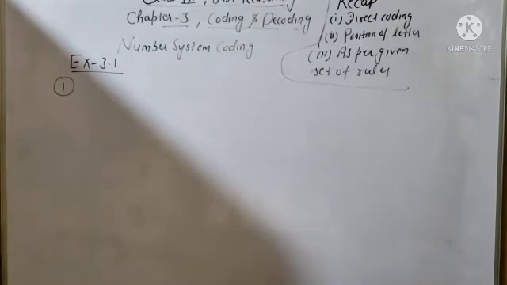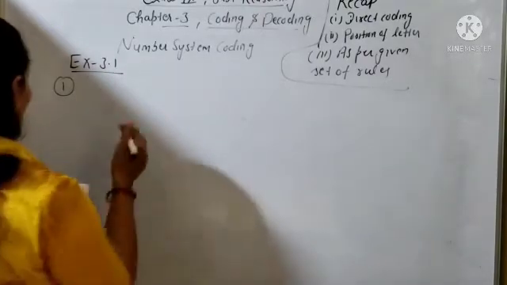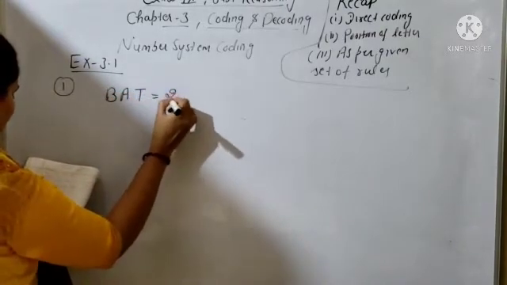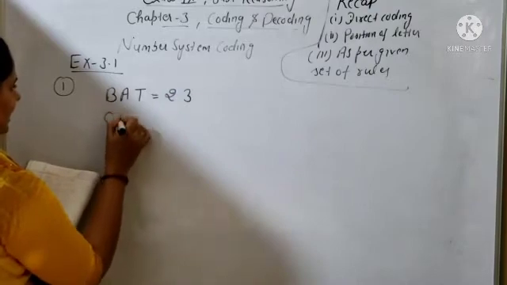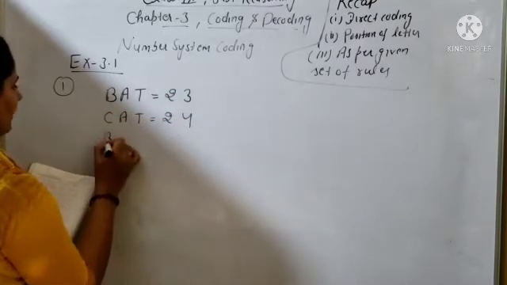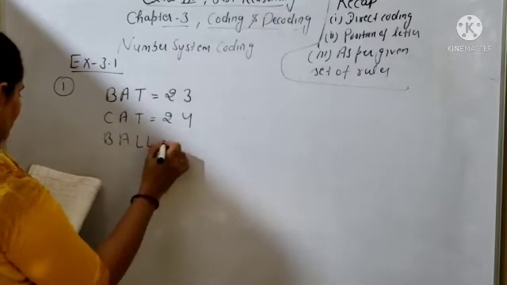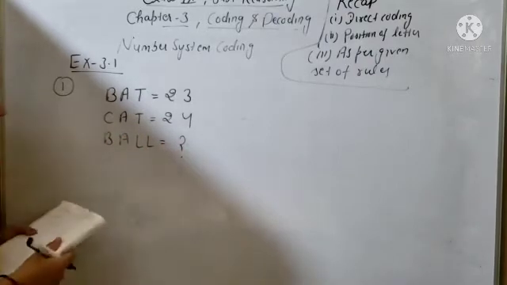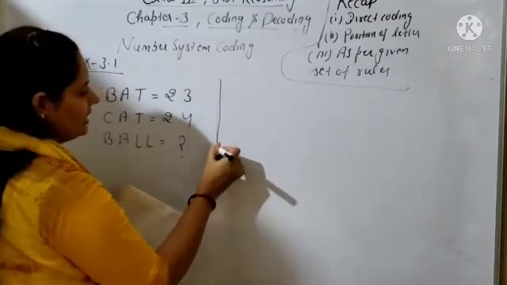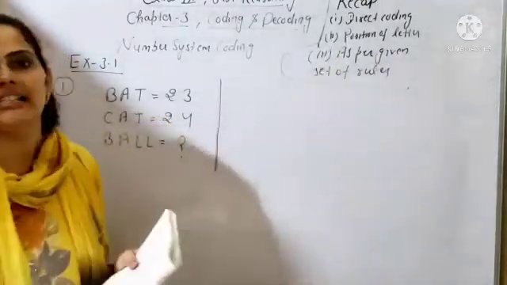Exercise 3.1, first question is given. BAT is represented by 23. CAT is represented by 24. So BALL, what will be the code of BALL? Clear? First of all, this question is from the position of letters in English alphabet.